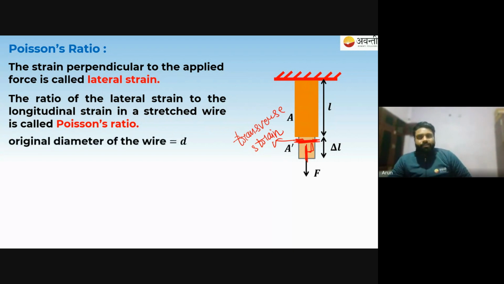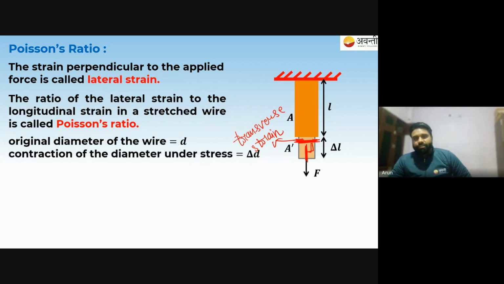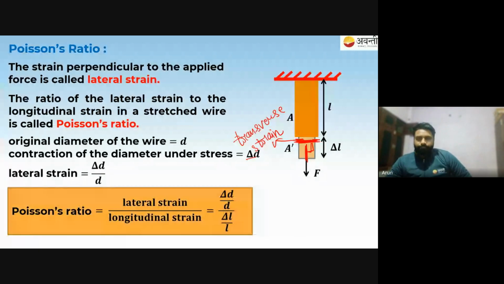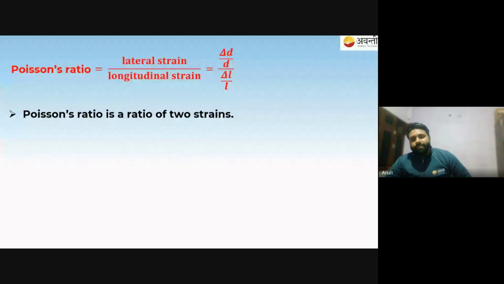Original diameter of wire is d, let's say. Contraction of the wire in the dimension of this diameter will be delta d. So lateral strain will become delta d by d. Poisson's ratio is nothing but lateral strain to the longitudinal strain. This is the formula for Poisson's ratio. Since there is a negative sign, because this delta d is negative in change, Poisson's ratio can be negative.